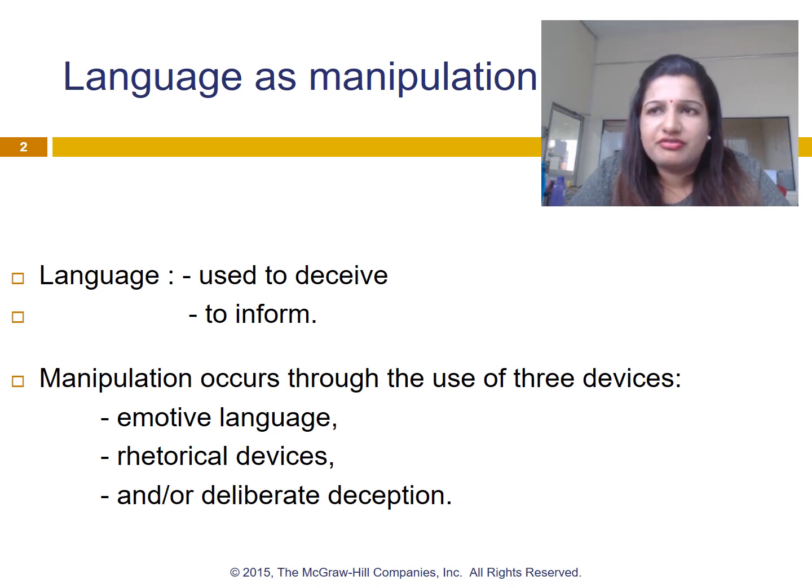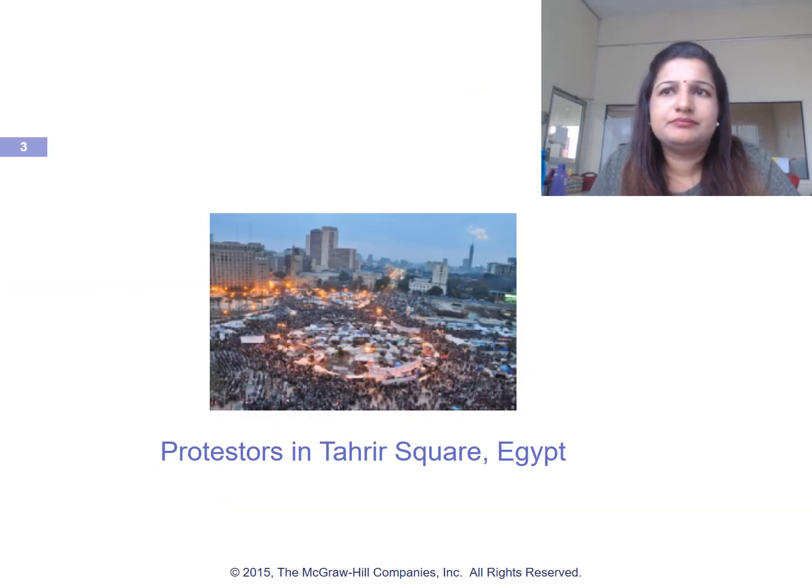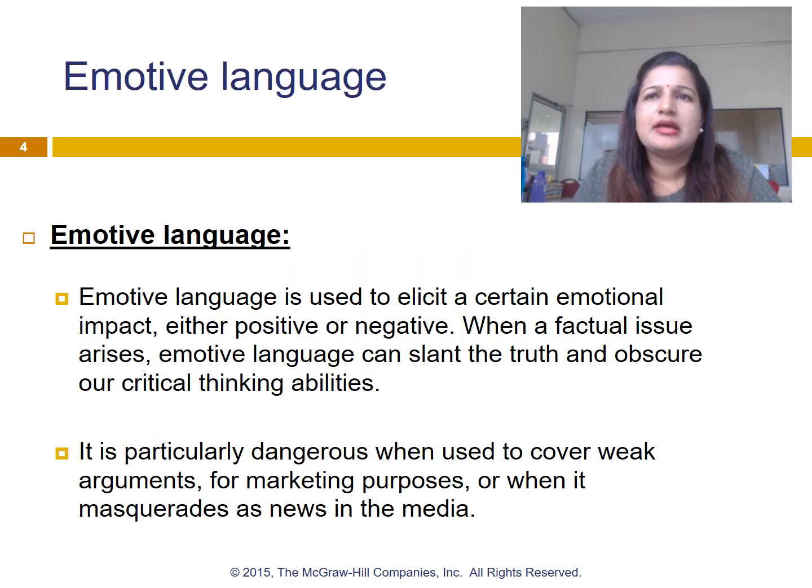Of the three devices, the first one being emotive language, second being rhetorical devices, third being deliberate deception. So they're deliberately deceiving you. So let's take a look at the first one, emotive language.